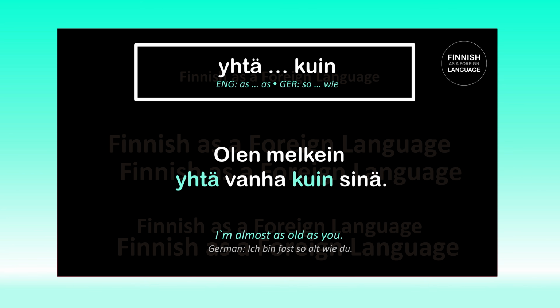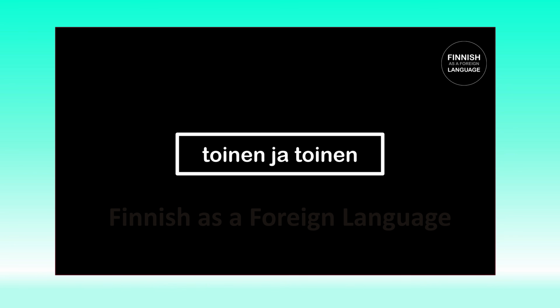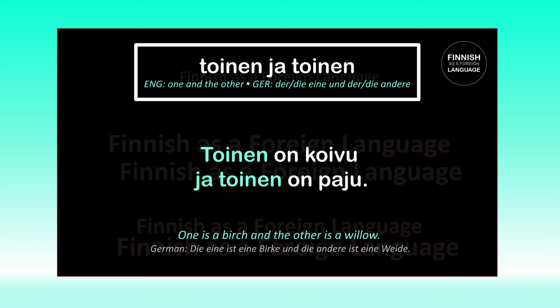Next one is toinen ja toinen, meaning one and the other. For example, toinen on koivu ja toinen on paju, means one is a birch and the other is a willow. So a birch is a tree and also a willow is a tree. So let's go step by step. Toinen ja toinen means one and the other. Koivu means birch and paju means willow. Toinen on koivu ja toinen on paju. One is a birch and the other is a willow.